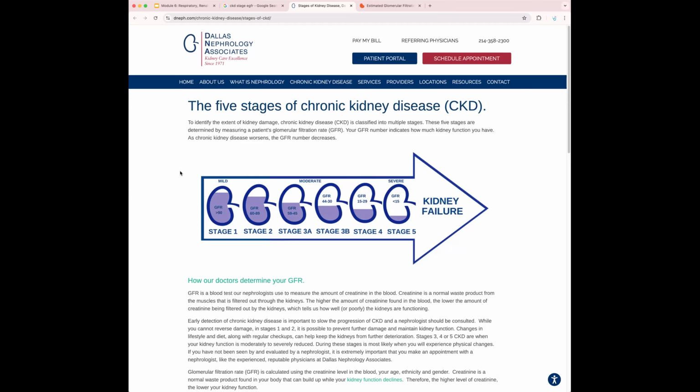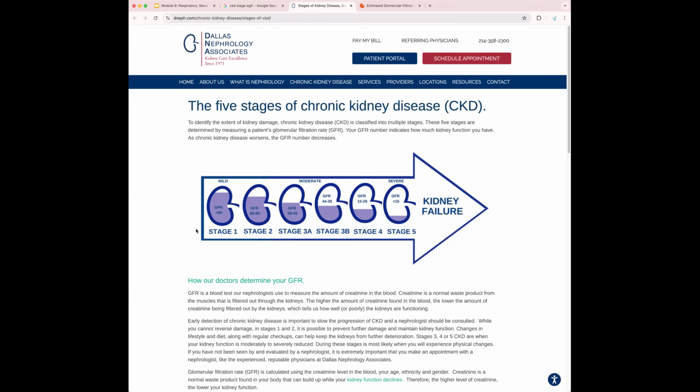These 5 stages are determined by measuring the patient's glomerular filtration rate. The GFR number indicates how much kidney function the patient has. As chronic kidney disease worsens, the GFR decreases. Remember, normal GFR for an adult should be 125 mLs. So stage 1, the GFR is still greater than 90. Stage 2, it's 60 to 89, so it's decreased. Stage 3A, 59 to 45. Stage 3B, 44 to 30. Stage 4, 15 to 29. And stage 5, less than 15, right?